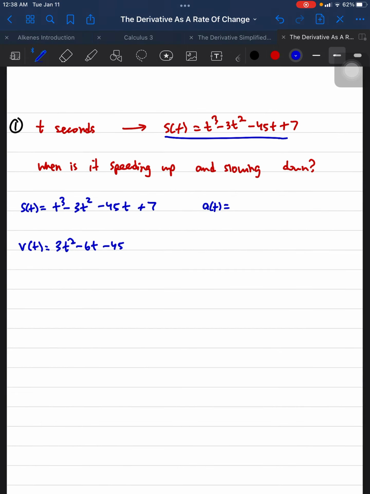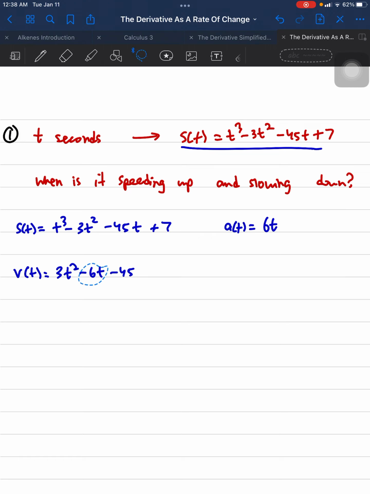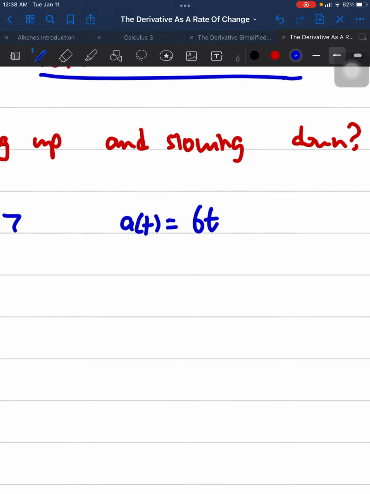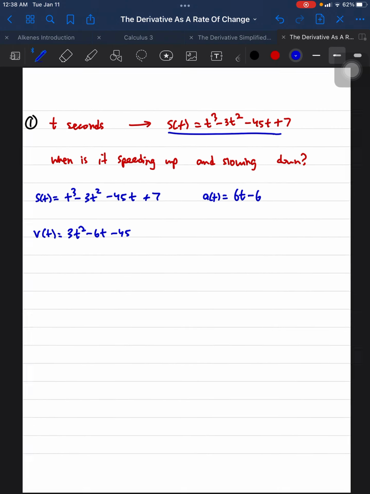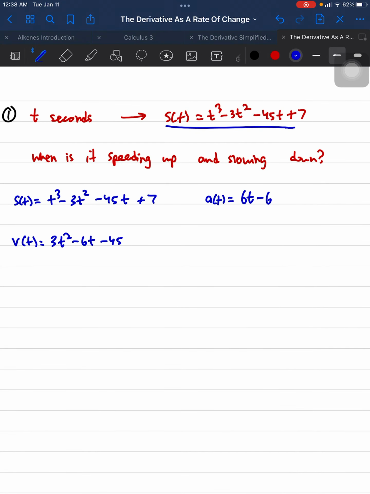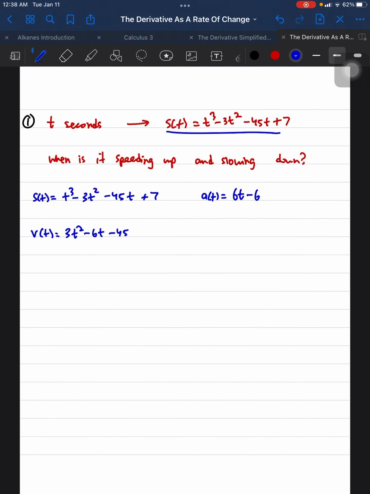Now the acceleration function, as we know, is the derivative of the velocity function. The derivative of 3t squared is 6t. The derivative of negative 6t is negative 6. And the derivative of negative 45 is 0, since it's a constant. We don't need to write that because we should already know that.